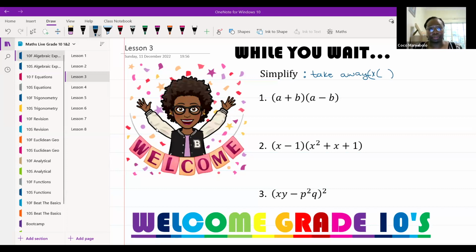All right. So in this first one over here, we're going to do FOIL. So I'm going to have that first, outer, inner, last. And if I write that out, my answer should give me a squared minus ab plus ab minus b squared. Now, I know that the two in the middle are actually like terms. So negative ab plus ab will give me a squared minus b squared. So this over here will be a squared minus b squared.